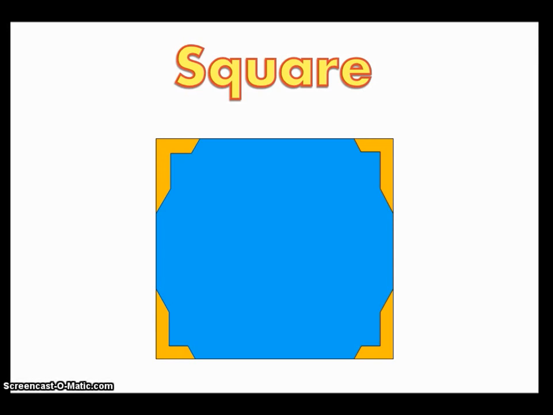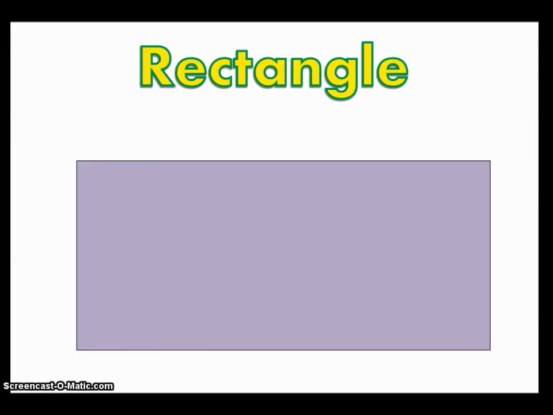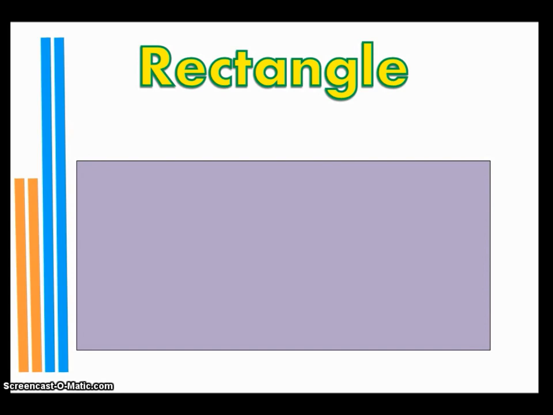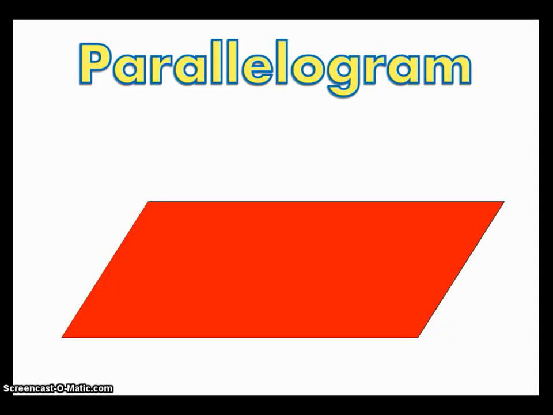Another quadrilateral that you've probably seen before is a rectangle. A rectangle, just like squares, has four right angles. They also have two sets of parallel lines, right here and right here. But unlike a square, if you were to take their sides off, their sides are not all equal to each other. And the next quadrilateral is called a parallelogram.